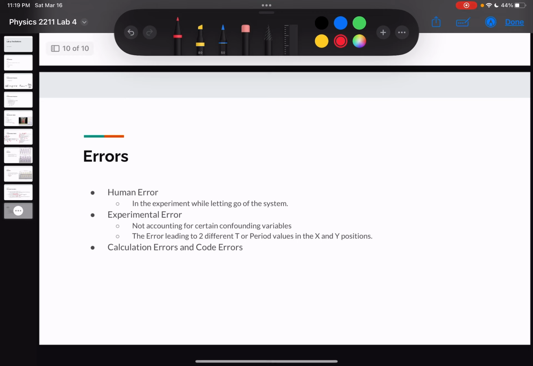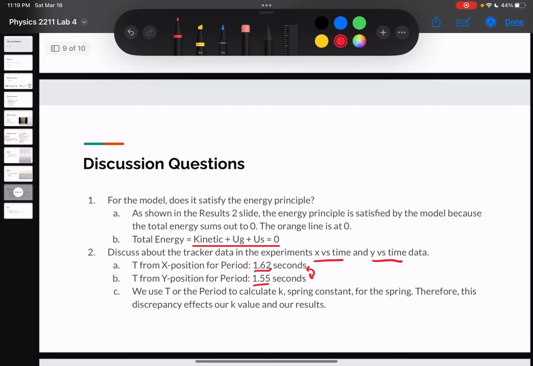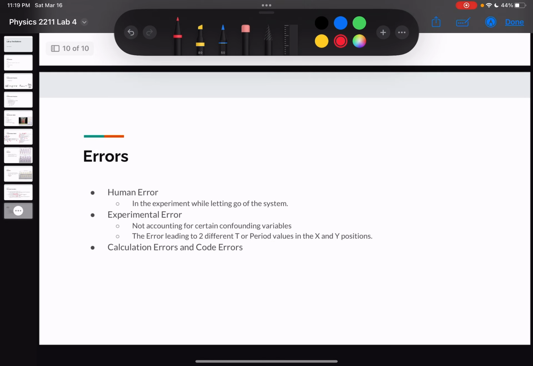And the human error: in the experiment, while letting go of the system, maybe the experimenter pushed the block a little bit, like we might have accidentally done that. Or experimental error, so not accounting for certain confounding variables, which led to the discrepancy in the period. That's also our experimental error, and then there are also calculation code errors that could possibly have been there.